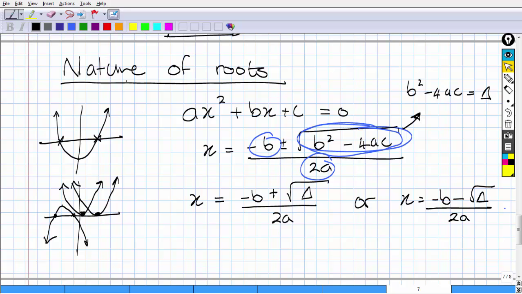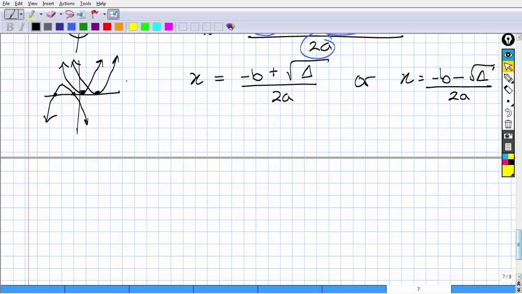Now, what makes this great is we're simply looking at this delta and we're saying, well, if that delta is 0, do you agree that we're going to have negative b over 2a for the one x and negative b over 2a for the other x, because we have plus minus 0. So in order to get real roots, we have condition 1. So I'm just going to start here.